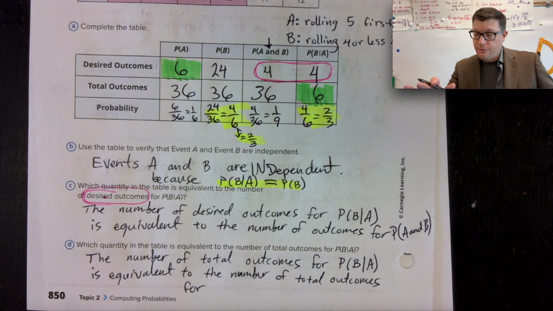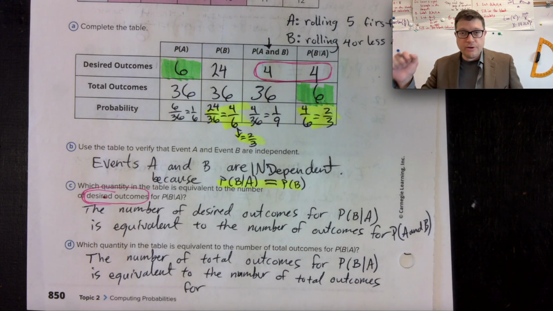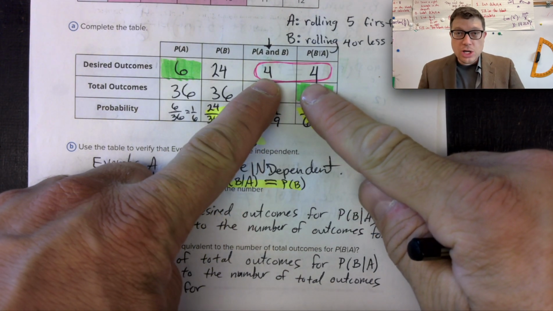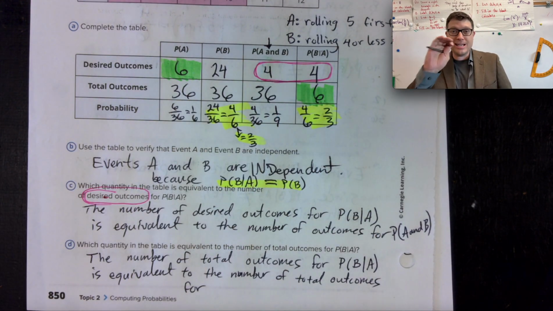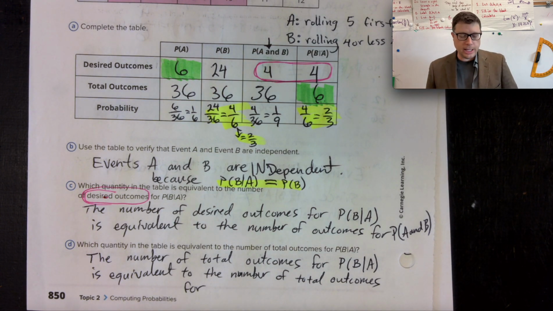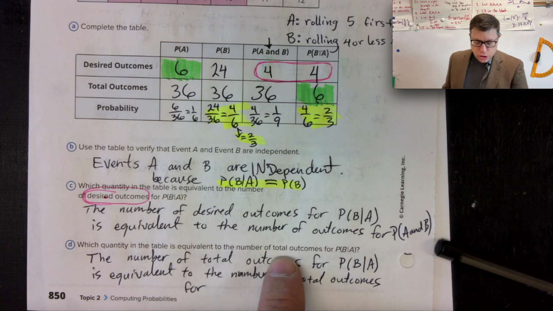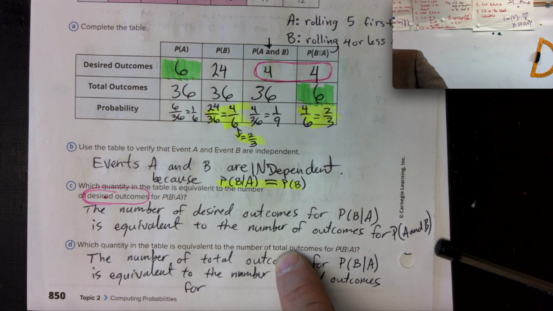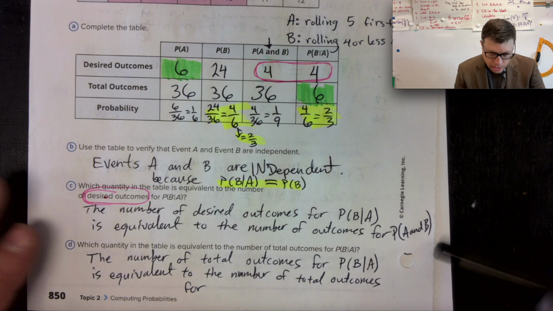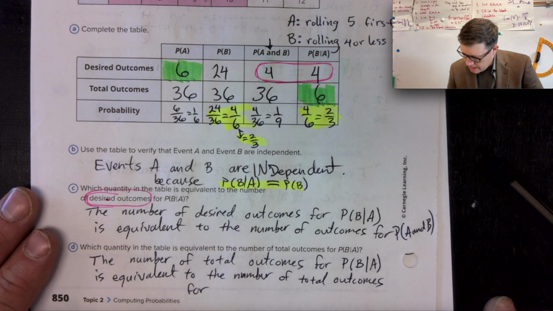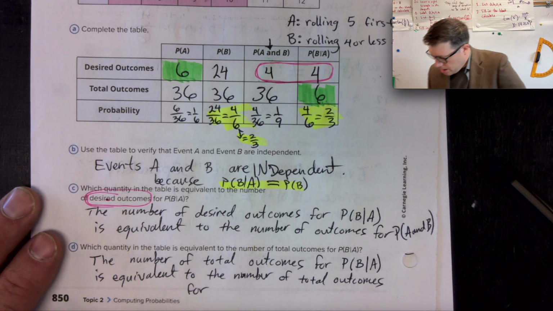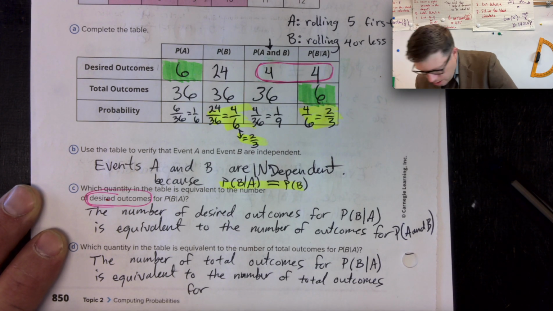I hope you were awake for all of this so far. Rewatch the video if you didn't. The fact that these are the same number is intentional. It is part of the conditional probability. Flip down to the next one. Which quantity in the table is equivalent to the total outcomes of B given A? And so I've got one more highlight color. You can use highlight colors if you want to, but it's your call. I want to make sure I got this one clear.